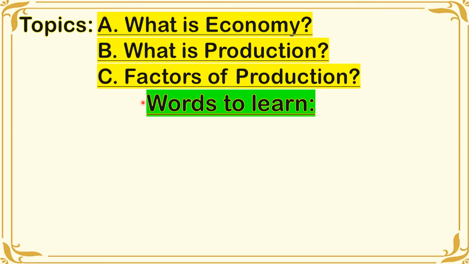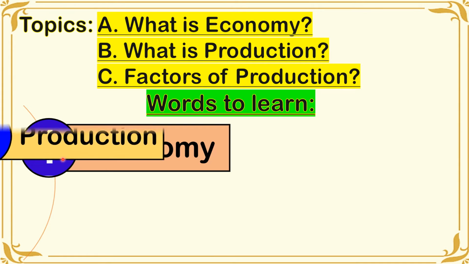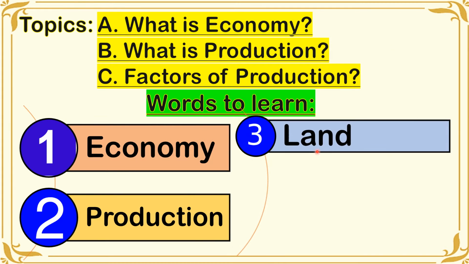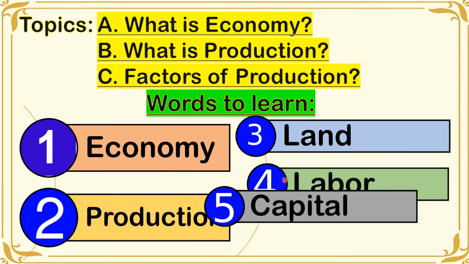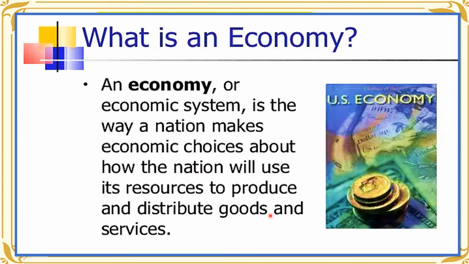Now, please repeat after me so you can practice your reading skills and speaking skills even if you're just at home. Are you ready now? Let's start reading. Number one, economy. Number two, production. Number three, land. Number four, labor. And number five, capital. Now, let's discuss these words one by one.